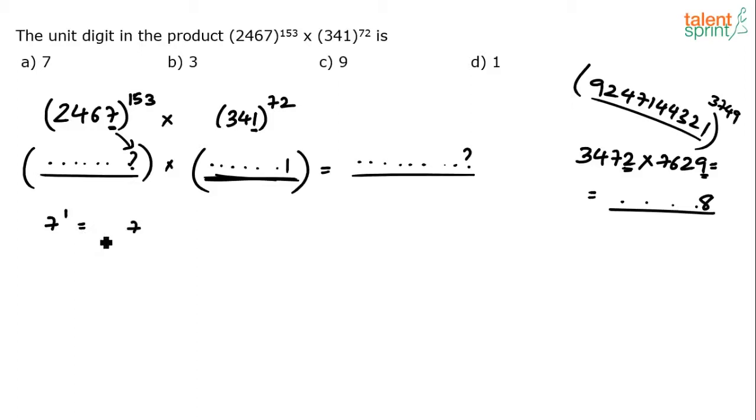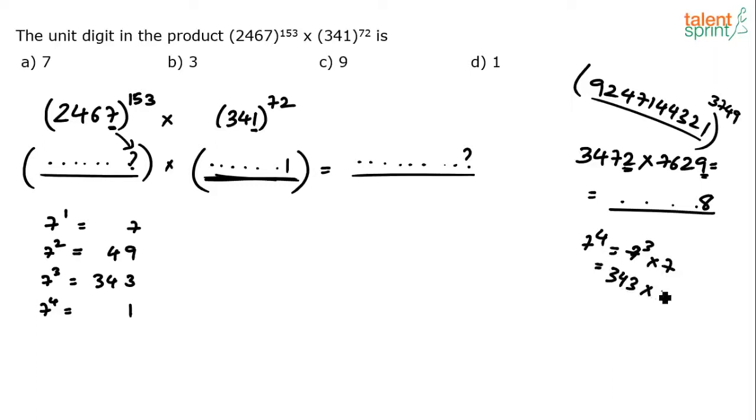7 power 1 is equal to 7. 7 squared is equal to 49. 7 cube is equal to 343. 7 power 4, well, I don't know the value, but I'm sure that 7 power 4 will end with 1. How do I know this? Simple. 7 power 4 is equal to 7 cube into 7, which is 343 into 7. Again, applying the unit place method, number ends in 3, number ends in 7. Their product will end with 1.